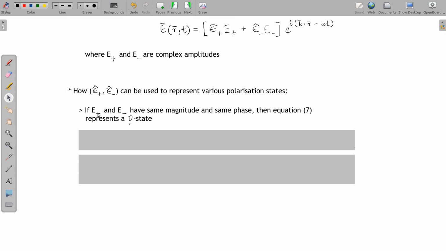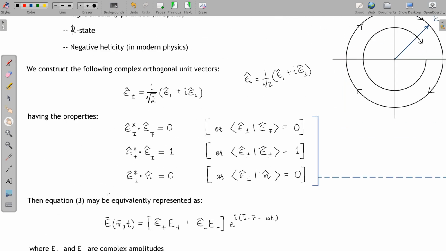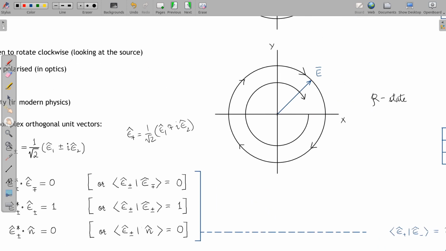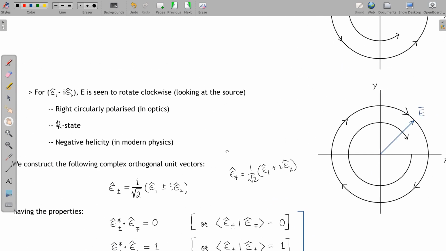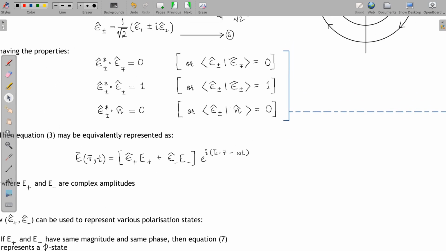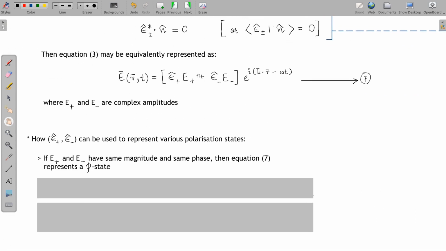So if E plus and E minus have the same magnitude and the same phase, then equation number 7, that would be equation number 7. Yes, that was the error. So this would be equation number 6. Extremely sorry for the goof up in the numberings. So this is equation number 6, and this, let's call it equation number 7. Then equation number 7 represents a p state.